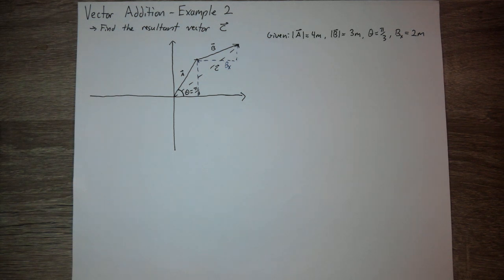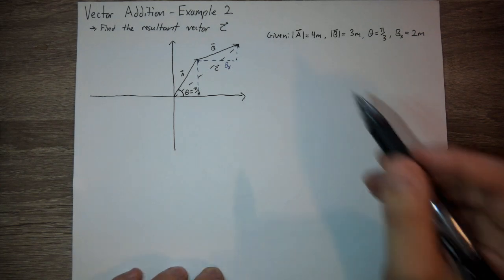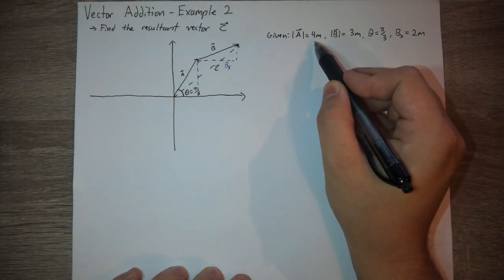Here's another example of a problem where we're adding two vectors together to find the resultant vector c. So let's go about doing this problem. The first thing we do is we look at what we're given. So I've written over here what we're given.